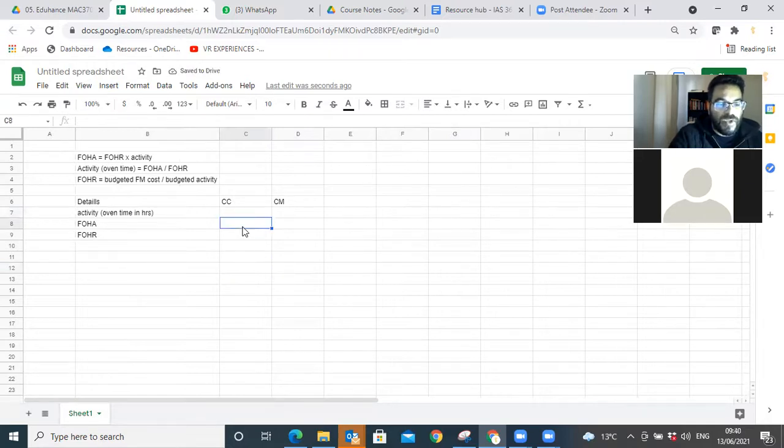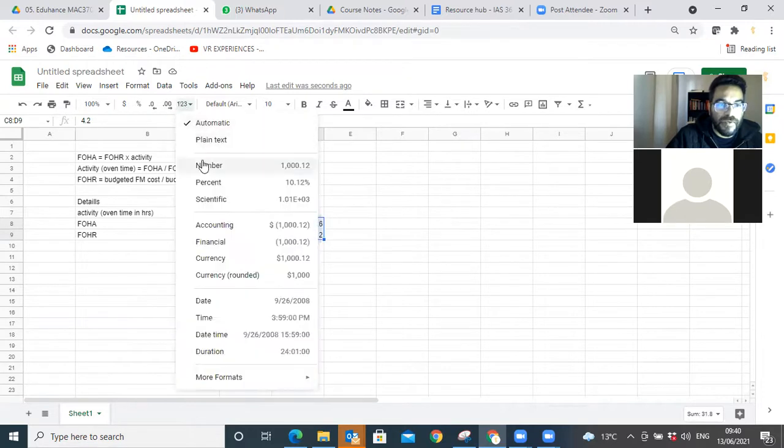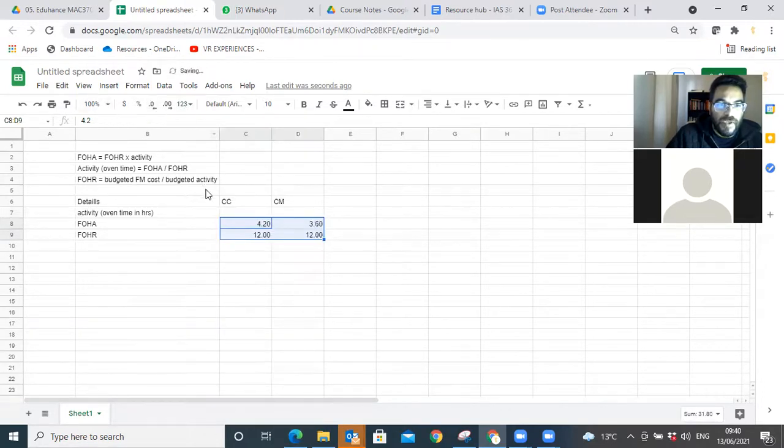So this one was 4 and 20. You can just check I'm putting in the right numbers. That was 4 and 20. That was 3 and 60. This is 12 Rand and 12 Rand. So the oven time would be 4 and 20 divided by 12 Rand. So 35 minutes, I guess. And then 30 minutes. No, that's not 30 minutes.